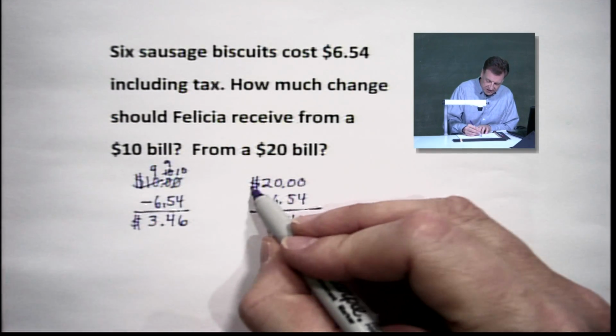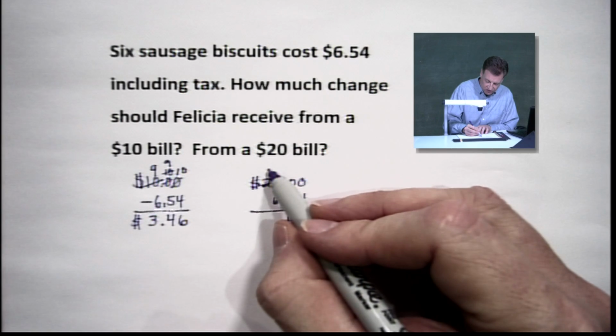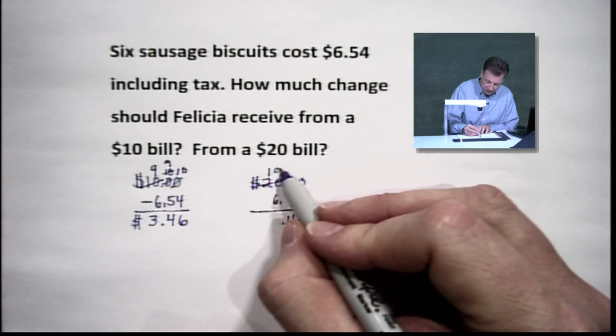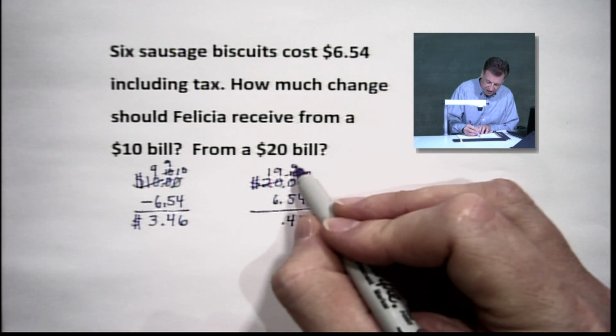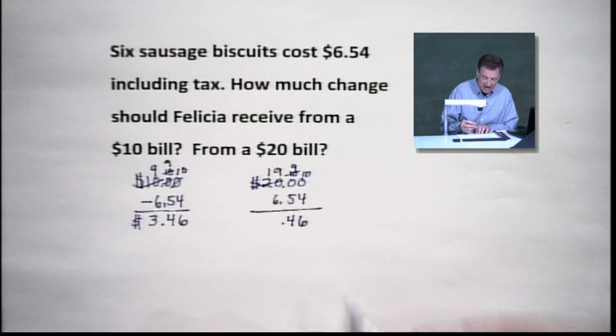Now, we did borrow, right? So it's going to be 19 here. That's becoming 9. That's becoming 10. That's becoming another 9. Boy, a lot of stuff going on. And guess what?